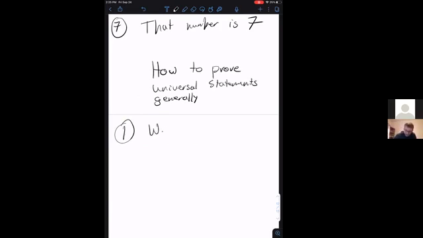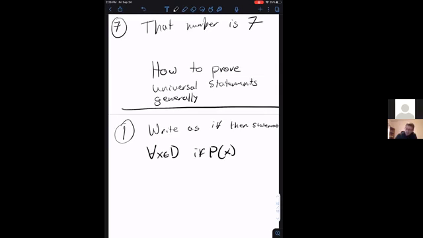And why is this? This is because then we can say, for all x, remember these are universal statements, for all x in my domain, if p of x, then q of x. Why do we do this?